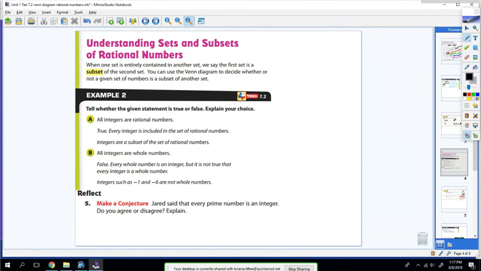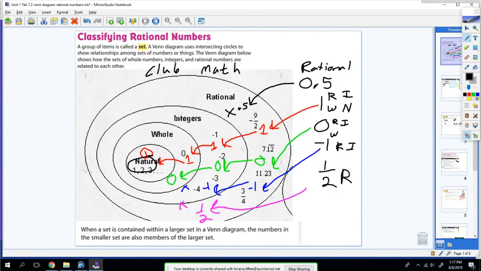All right, so we're going to do true or false. So true or false, all integers are rational numbers. Okay, this is a true statement. And I'm going to say this again. All integers are rational. Because if you go back to your Venn diagram, these integers first had to be rational. So all these integer numbers had to first be in the rational room. So it makes them rational.